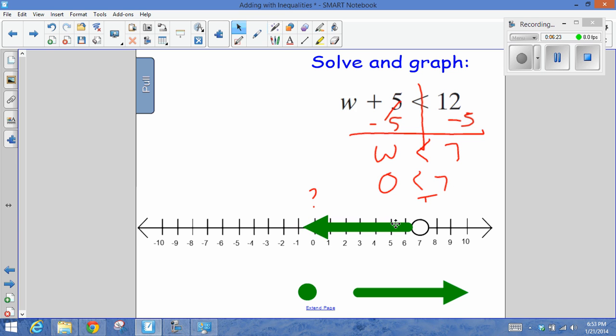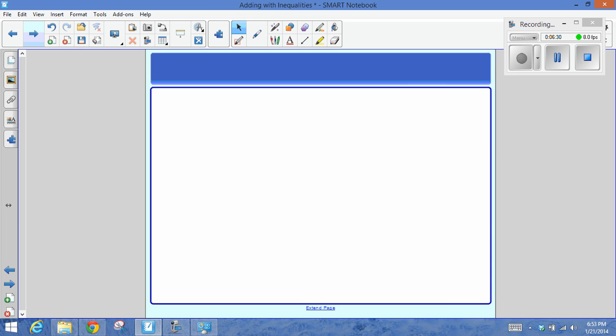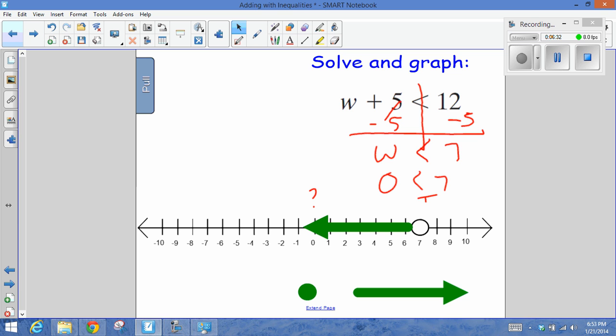We've been doing good with 0 coming out as true. And so I'm going to shade that direction. And that is it. That's how you solve a one-step inequality with adding.